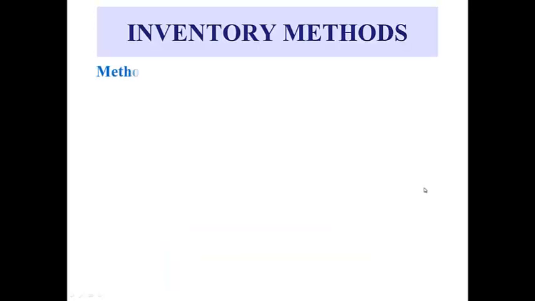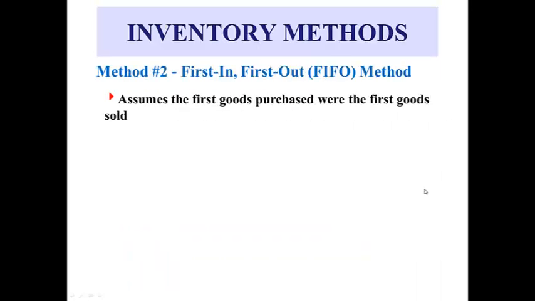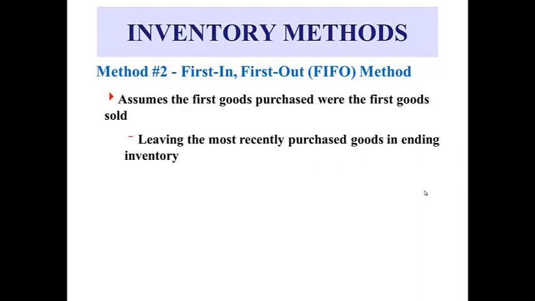So let's look at the next method. This method is called first in, first out. It assumes that the first goods purchased were the first goods sold. Whether or not that's actually the way the goods flowed, this is the way they're counted.